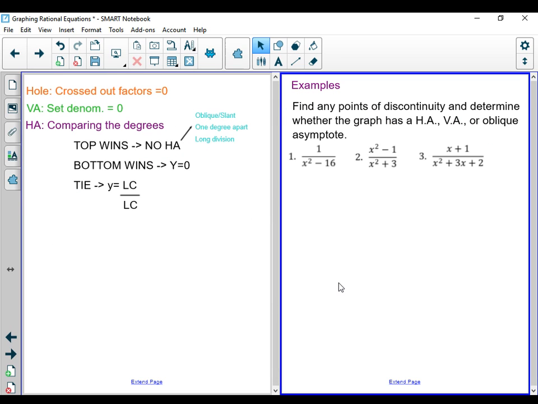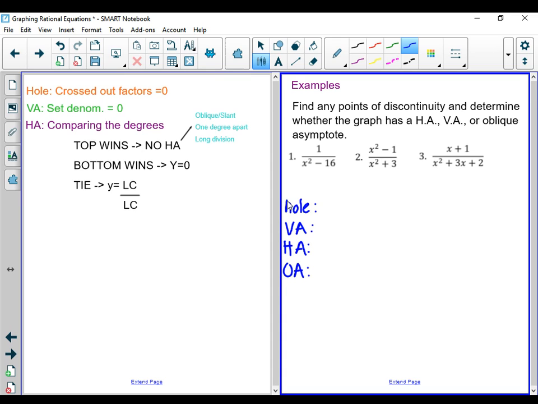Okay, so I want to know everything. I want to know, is there a hole in the graph? If there's a vertical asymptote, there's a horizontal asymptote, or if there's an oblique asymptote. I want to know all the points of discontinuity that could possibly happen in number 1. I'm going to do that one with you. So what I would do is I'd probably give myself a spot for every single one of those answers. I put a hole, vertical asymptote, horizontal asymptote, and oblique asymptote. And then all I have to do is plug in my answers.